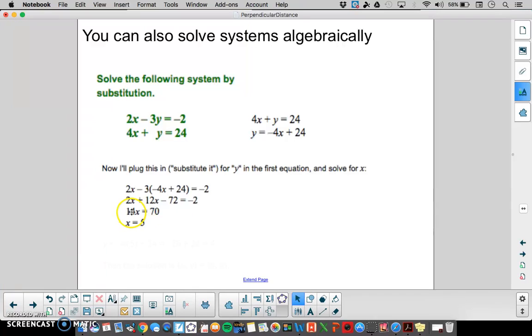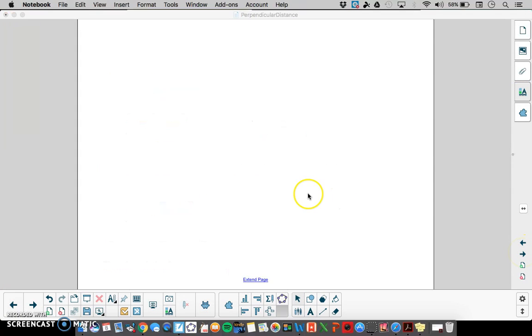Combine like terms to get 14x. Also add 72 to both sides, and we get 14x equals 70, so x equals 5. Once we know what x is, we're just going to substitute x back into one of the equations. We have y equals negative 4 times x plus 24, so we can plug it in and get negative 20 plus 24, and we get a y value of 4. And so our solution to that system would be (5, 4).